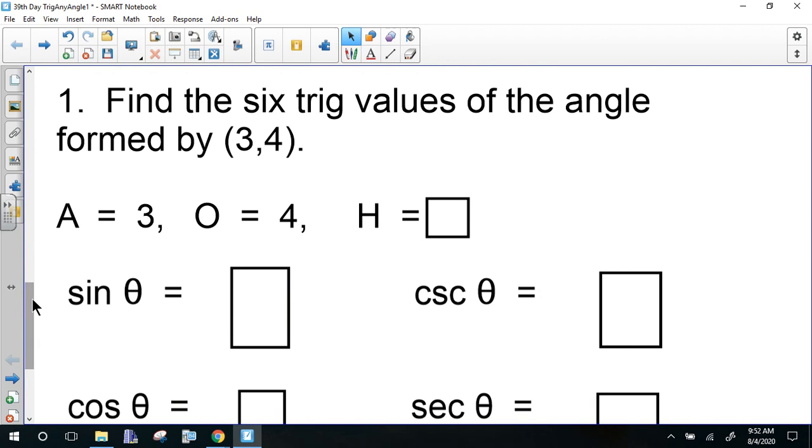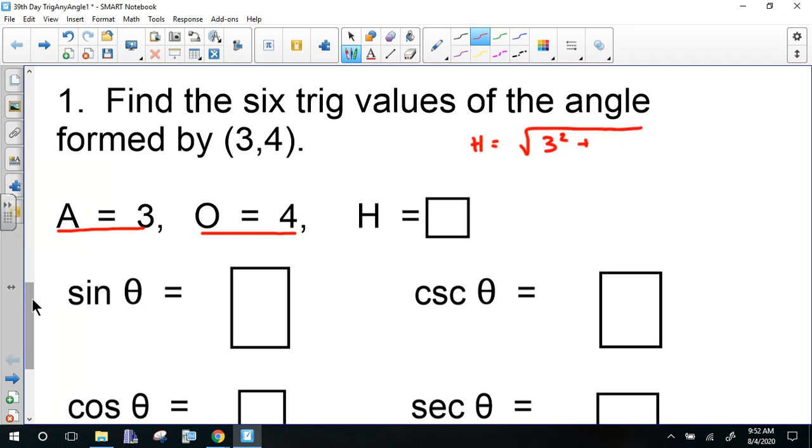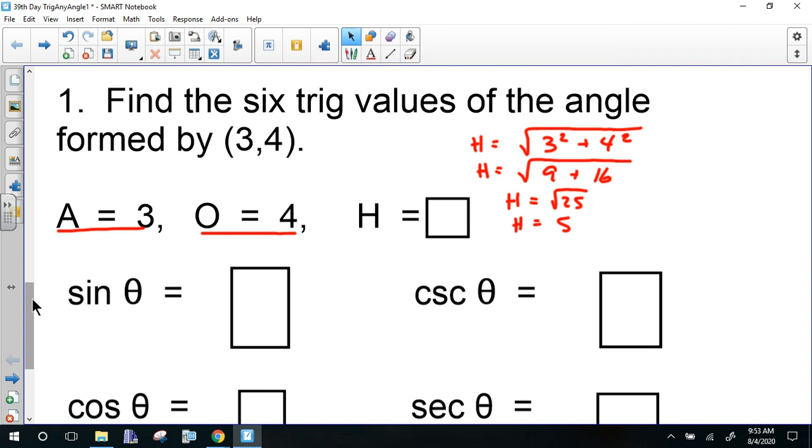We want to find the 6 trig values of the angle formed by the point 3, 4. Well, that means the adjacent side is going to be a length of 3, the opposite side is going to be a length of 4, and we have to plug those two values in to find h. 3 squared plus 4 squared. 3 squared is 9, 4 squared is 16. That is the square root of 25. So my hypotenuse should have a value of 5.